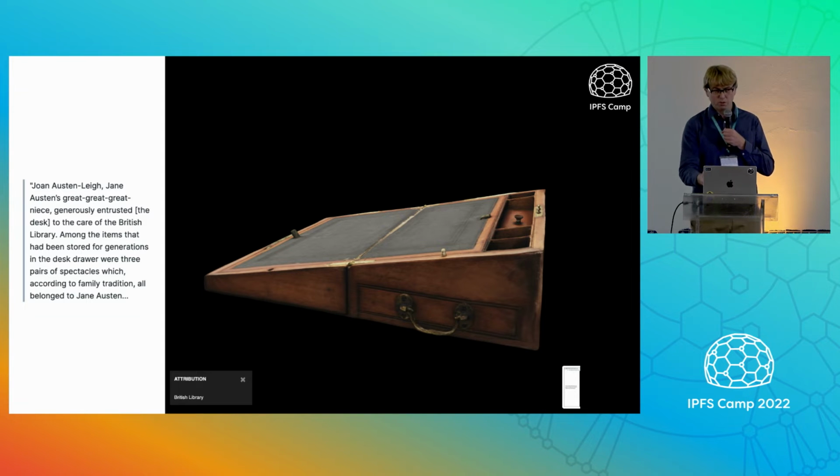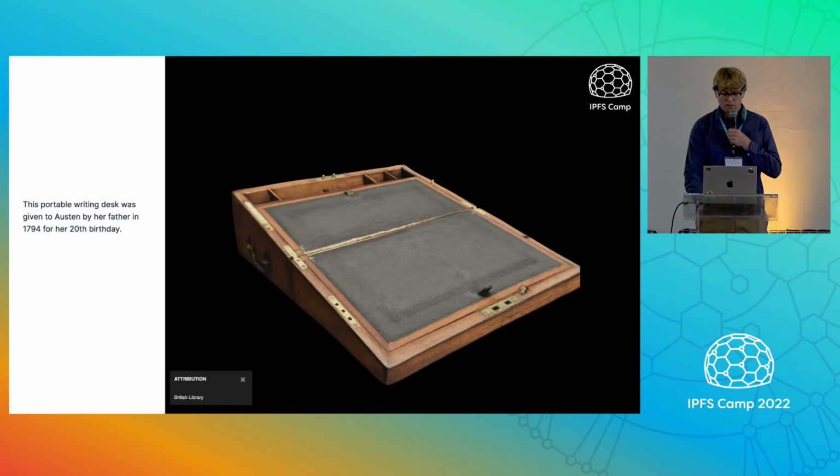And it also supports 3D, so we've got a scan of her writing desk from the British Library in there. So as you scroll, it's moving around this object, telling you about it.